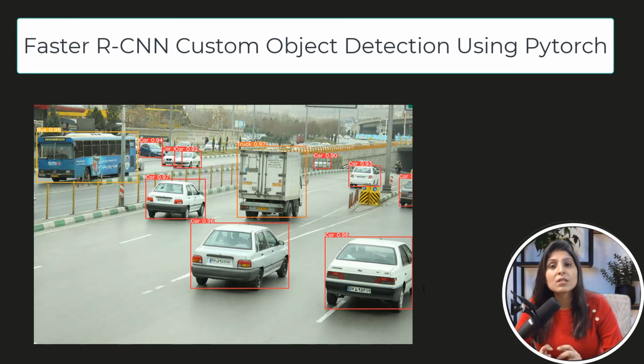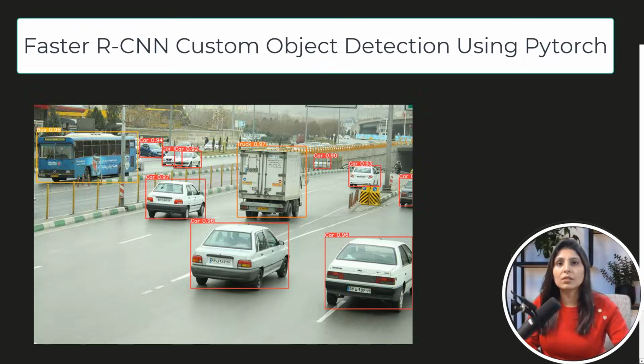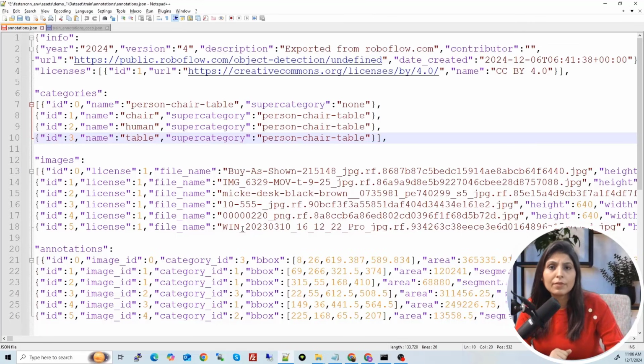So guys, Faster R-CNN model accepts data in various different formats. One of them is COCO dataset format. COCO dataset format means for all the images, you will have one JSON file and you will store the annotations related to all the images in that annotation file. So let me show you the format of COCO dataset first, and then we will create the annotations in that format. So let's start. So this is a sample file.